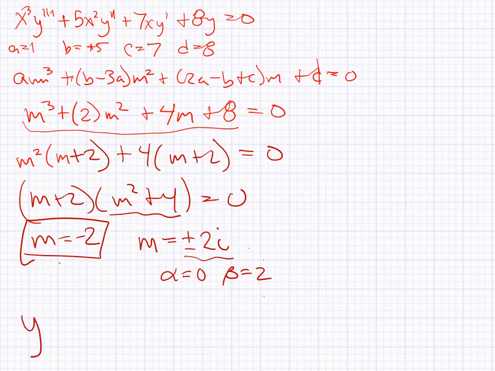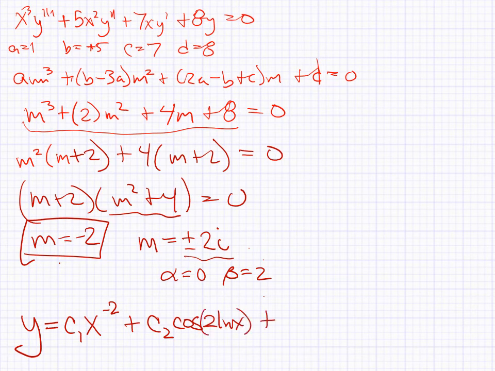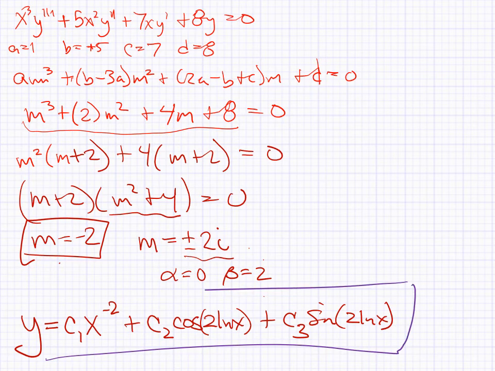So my solution to the differential equation should be C1 x to the negative 2 plus C2 cosine of 2 log x plus C3 sine of 2 log x. And there's your solution to your differential equation.